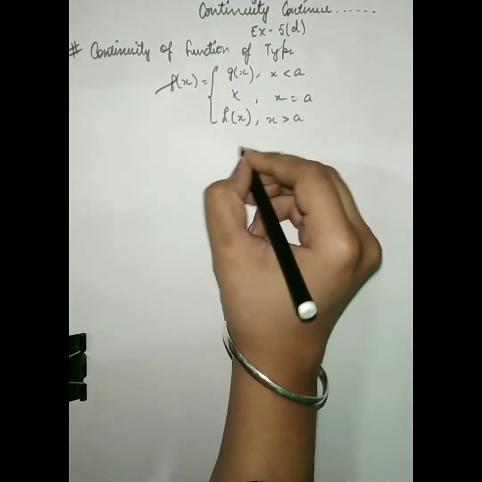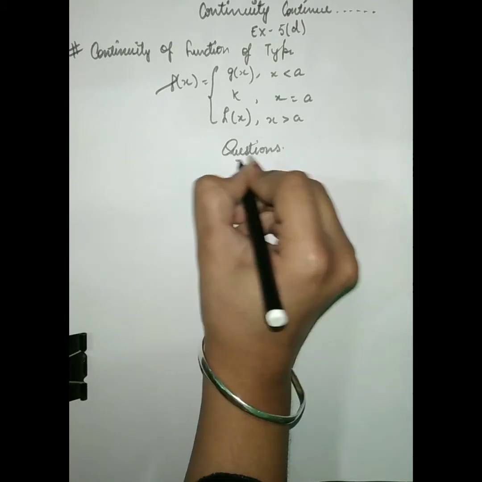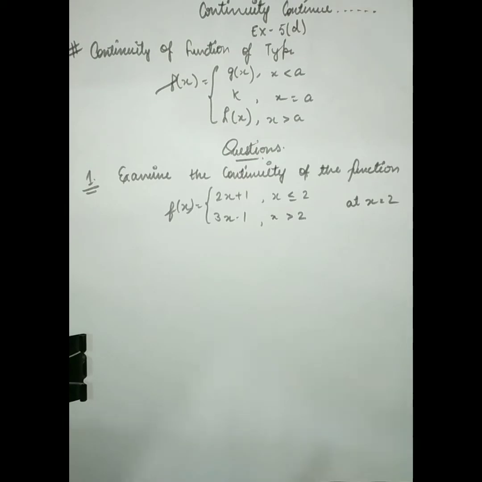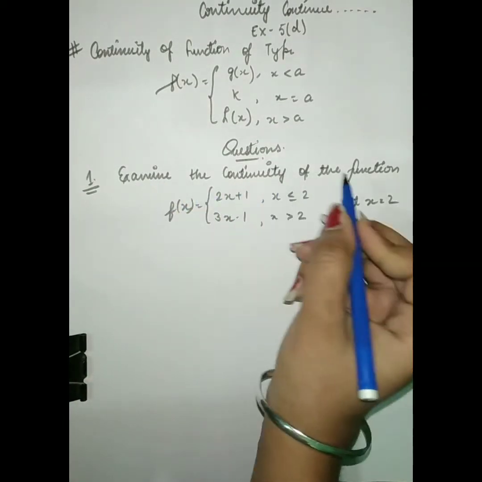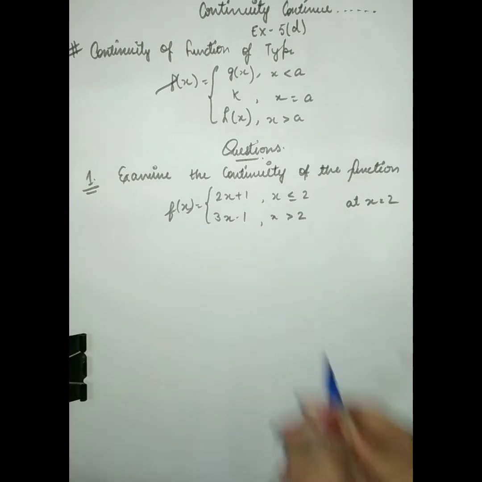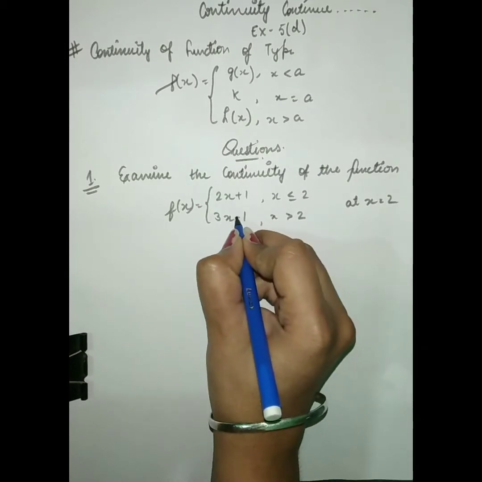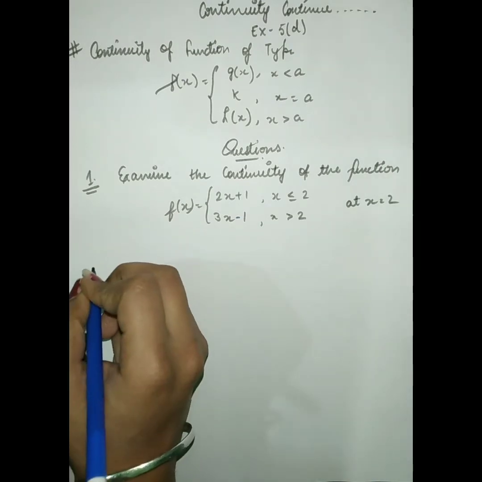Now let us start with the questions of this type in this exercise. Now let us start with the first question. The question is: examine the continuity of the function f of x equals 2x plus 1 when x is less than or equal to 2, and 3x minus 1 when x is greater than 2, at x equals 2.